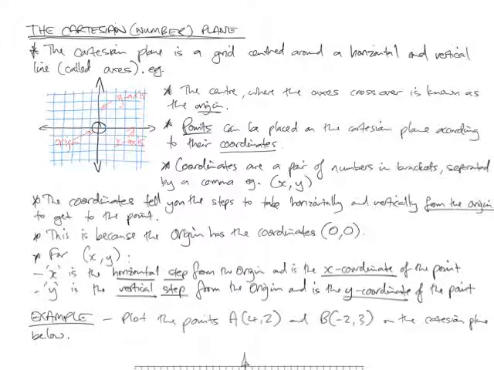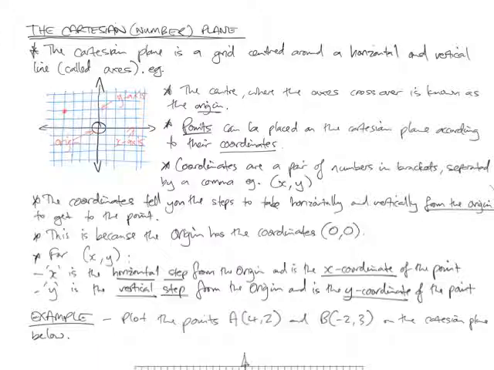And points. Any point on the grid can be placed on the Cartesian plane according to their coordinates. The coordinates tell you the position of where that point is mathematically. Coordinates are a pair of numbers in brackets separated by a comma. Let's say x was a number and y was a number, so you'd put it in brackets: x would be a number, comma, y would be a number.